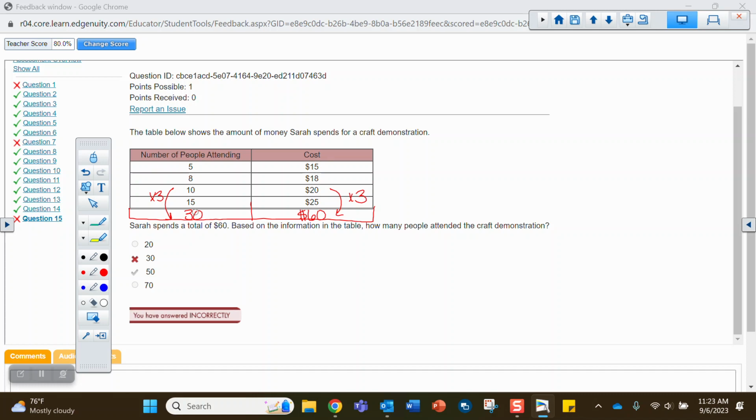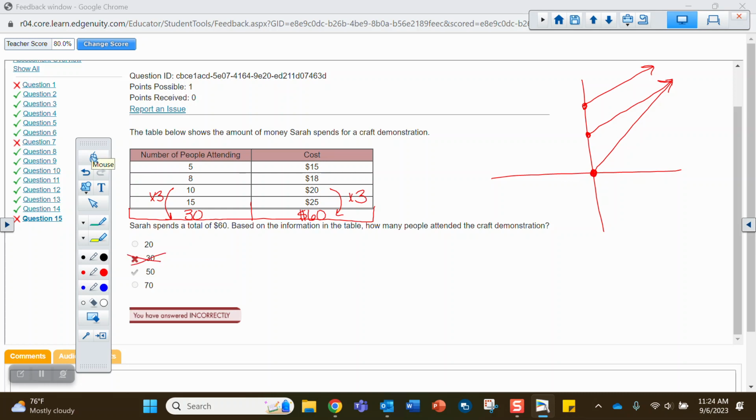But this is not a proportional relationship, which means this graph doesn't necessarily do this. This graph could start somewhere like this. Now it's still going to be linear. It's still linear because we do have a constant rate of change, but it doesn't necessarily start at the origin. And since it doesn't start at the origin, it's not proportional. So this answer of 30 does not work.